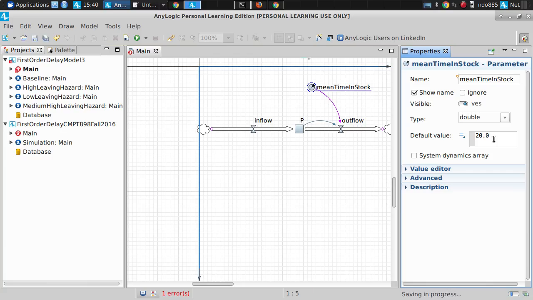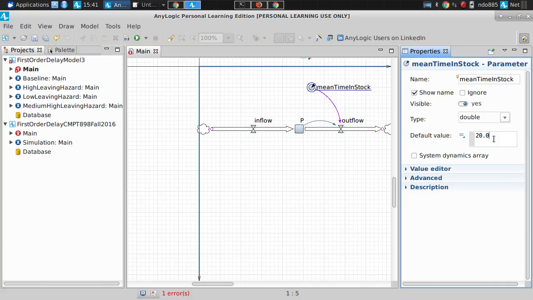Mean time in stock. Ladies and gentlemen, when you have this situation, and I have slides that will show it for those who are mathematically interested, when you have a stock and a first order delay outflow, the mean time in the stock is simply 1 over alpha. So mean, meaning the average time in the stock that someone who's in the stock spends there. If this is a stock of persons, the amount of time they spend there will be 1 over alpha.